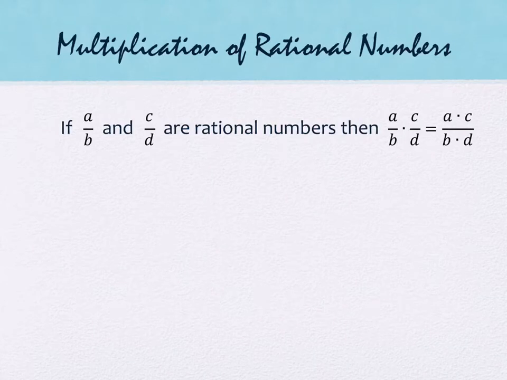So first, a definition of multiplication. If you have numbers a over b and c over d and you multiply, multiplication is much easier than addition. You simply multiply across the top and you multiply across the bottom.